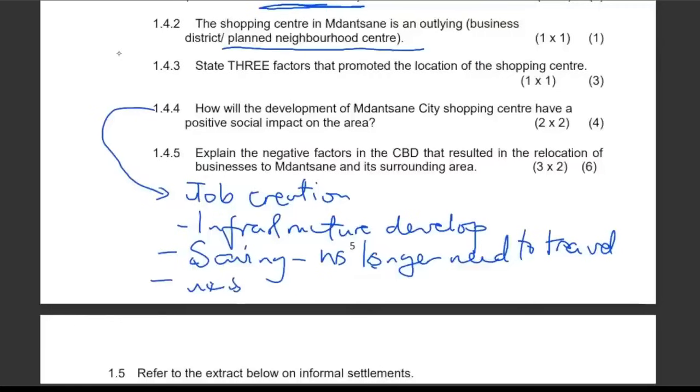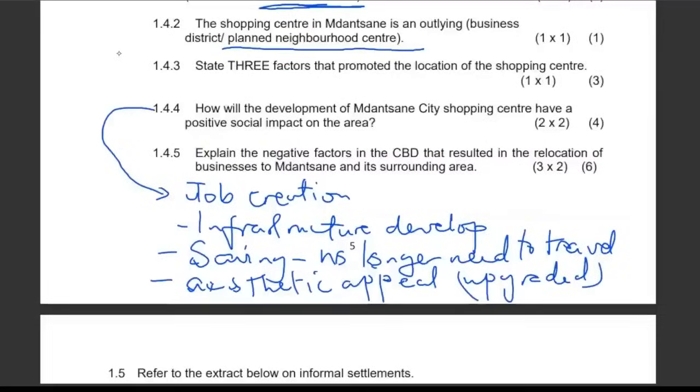Aesthetic appeal. Because of the mall and the shopping center being developed, the area becomes upgraded. So at the end, it gives a beauty look in the area because now there is a well-established shopping center which looks beautiful in the area. It upholds the aesthetic appeal of the area because it has been upgraded.